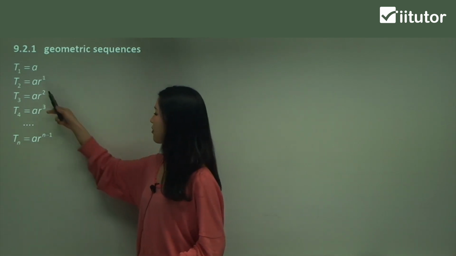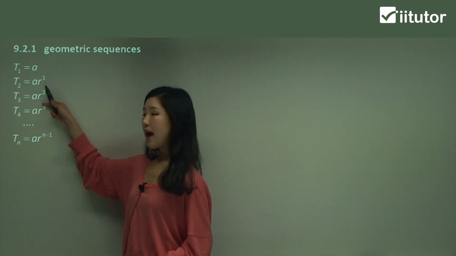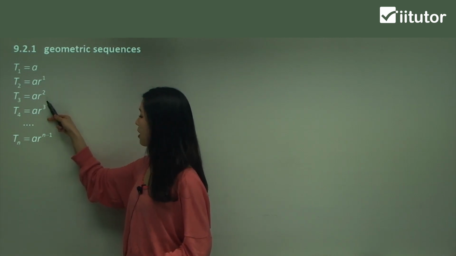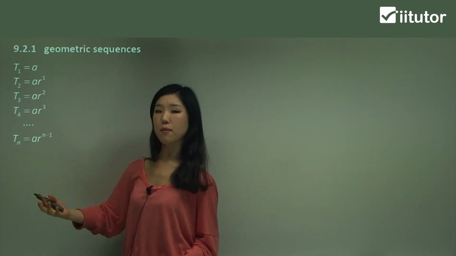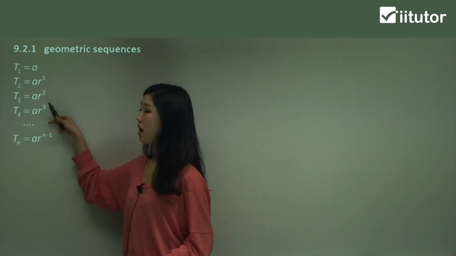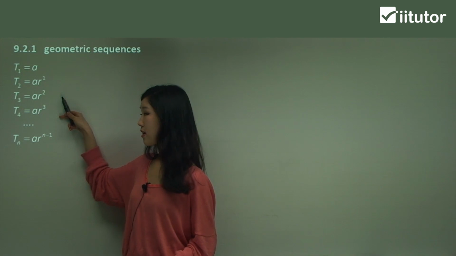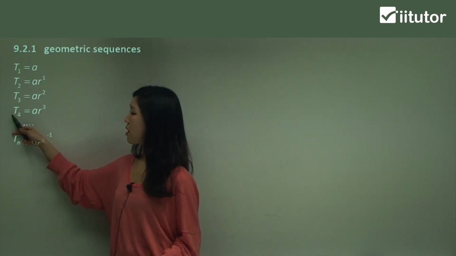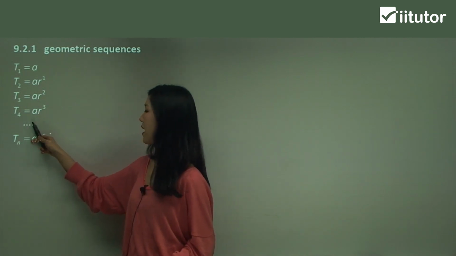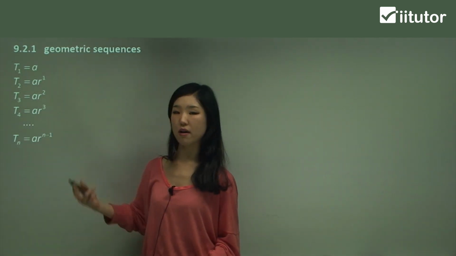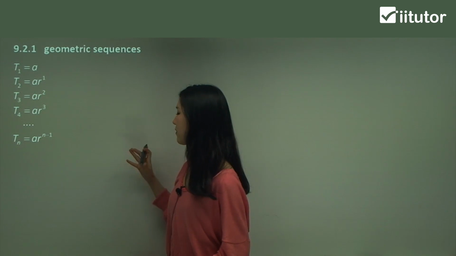So we've got A times R, and the next number in the sequence will be called term 3, or T3, the third number, which is going to be A times R squared. And then the fourth number will be term 4, T4, which will be given by A times R to the power of 3. I'll give you an example here, guys.